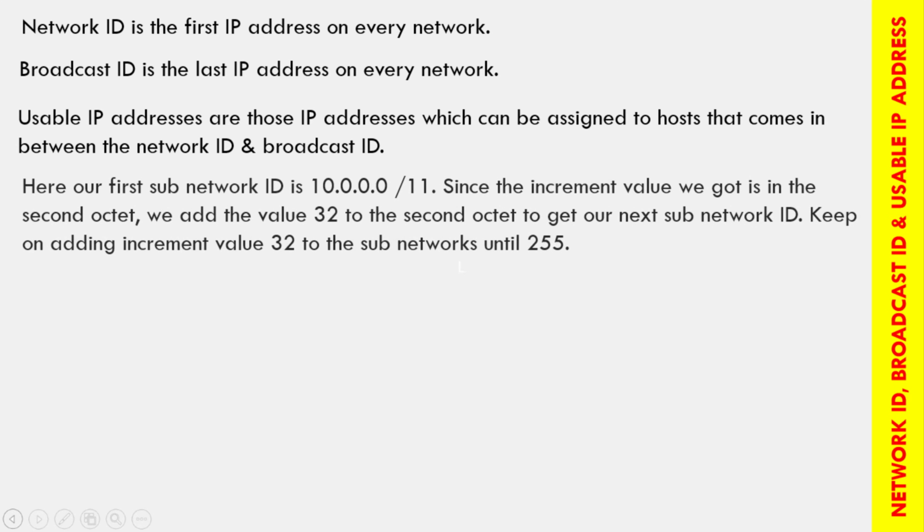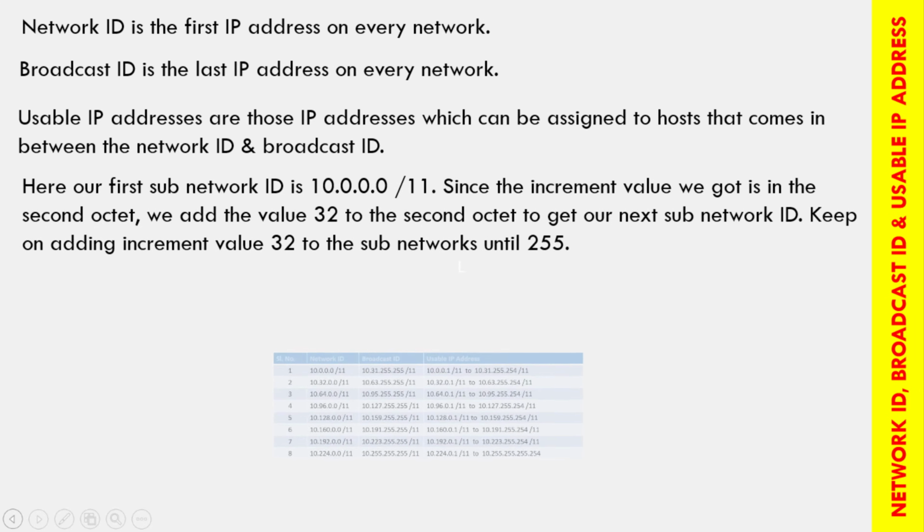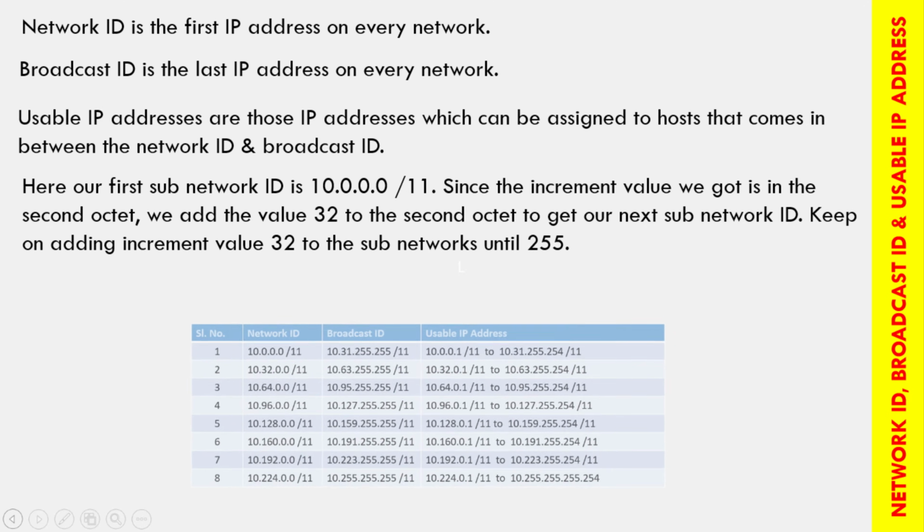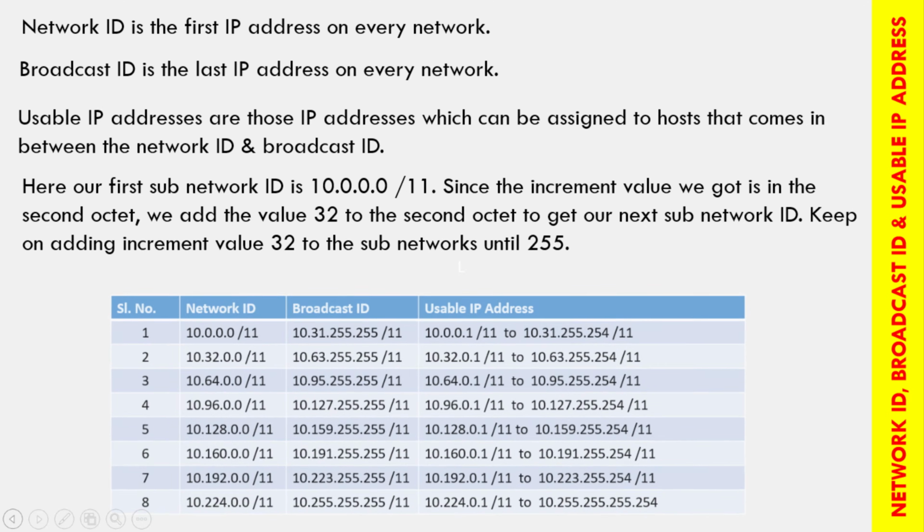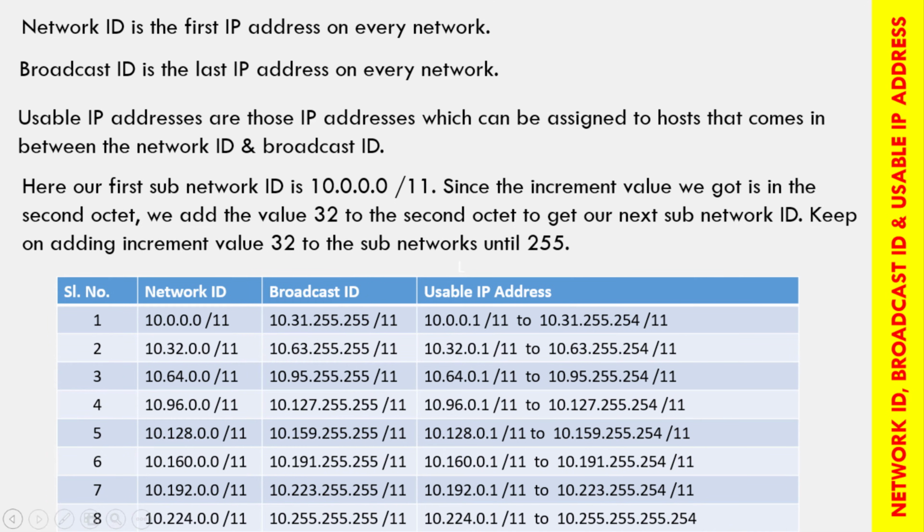10.0.0.0/11. Since the increment value we got is in the second octet, we add the value 32 to the second octet to get our next subnetwork ID. Keep on adding the increment value 32 to the subnetworks until 255. We know that the IP address range is from 0 to 255.